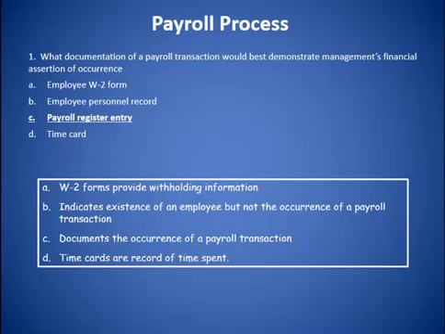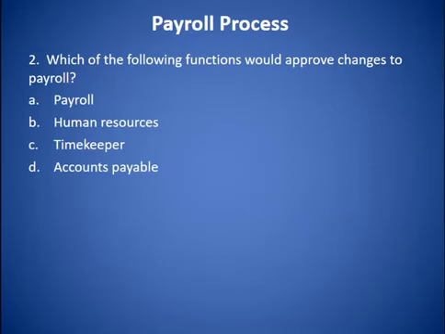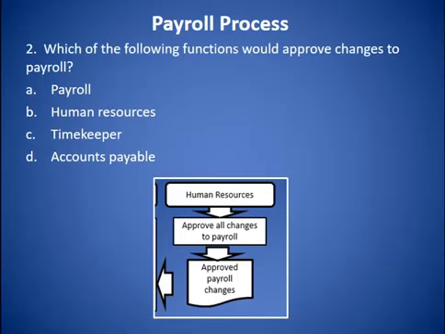Let's try number 2. Which of the following functions would approve changes to payroll? And again, if you don't know the answer, stop the video and review the answers. Once you reach your answer, let's restart the video. Number 2, which of the following functions would approve changes to payroll? Now, I didn't underline this, but the answer in this case would be B, human resources. If we look back at our flow chart, we would understand that human resources approves all changes to payroll.